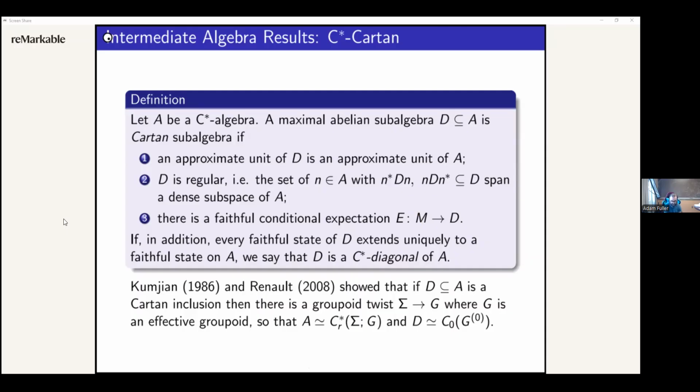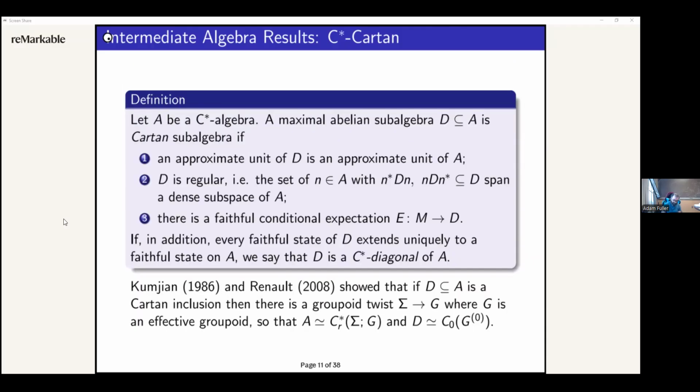In the C-star algebra setting, there is a groupoid description where whenever you have a Cartan inclusion, your bigger algebra is a reduced C-star algebra of a groupoid, and your smaller algebra is the abelian algebra on the units. I'll be going into more details about what groupoids are later if you're not familiar, but just to say here, there is a description.